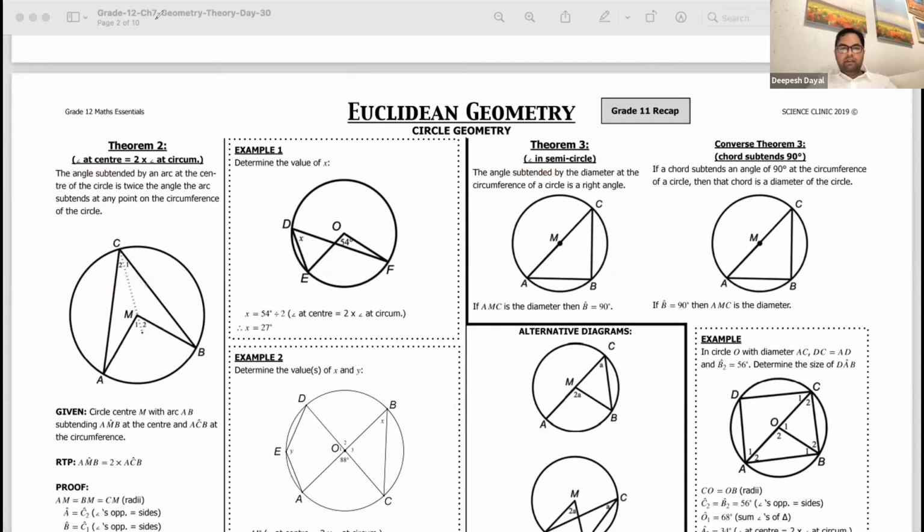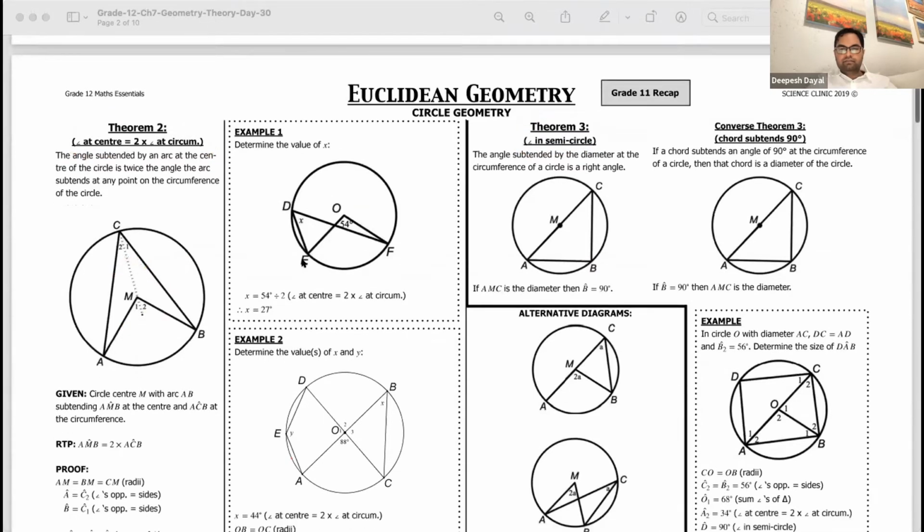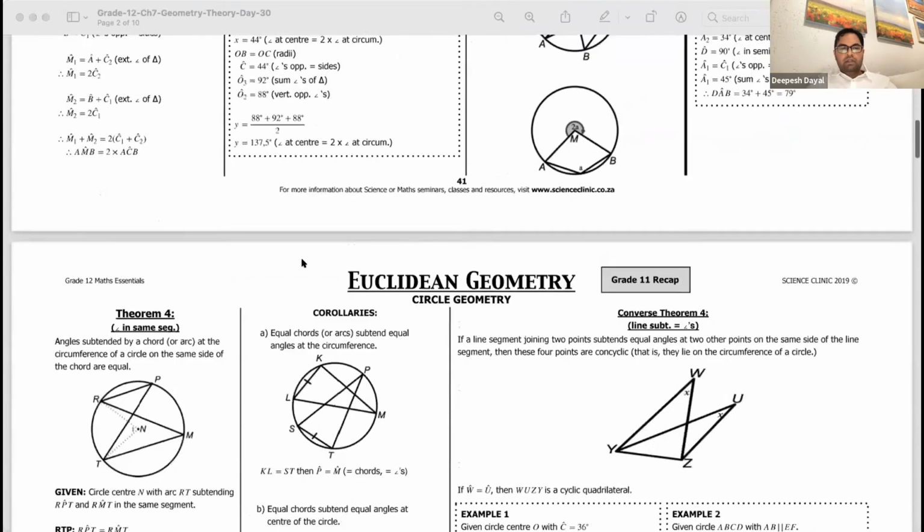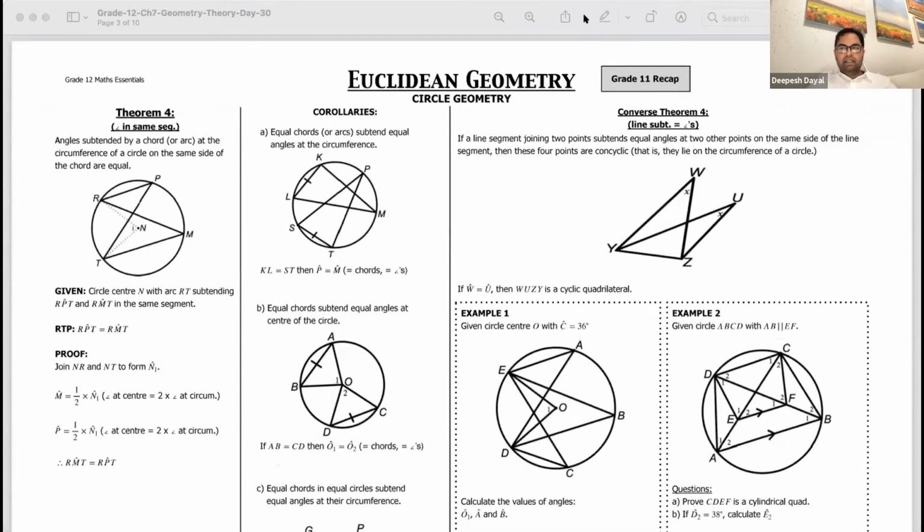Then we've got theorem number 4, which is angle in same segments are equal. So it looks like this here. Okay, angle in same segments are equal. Okay, so that's theorem 4.